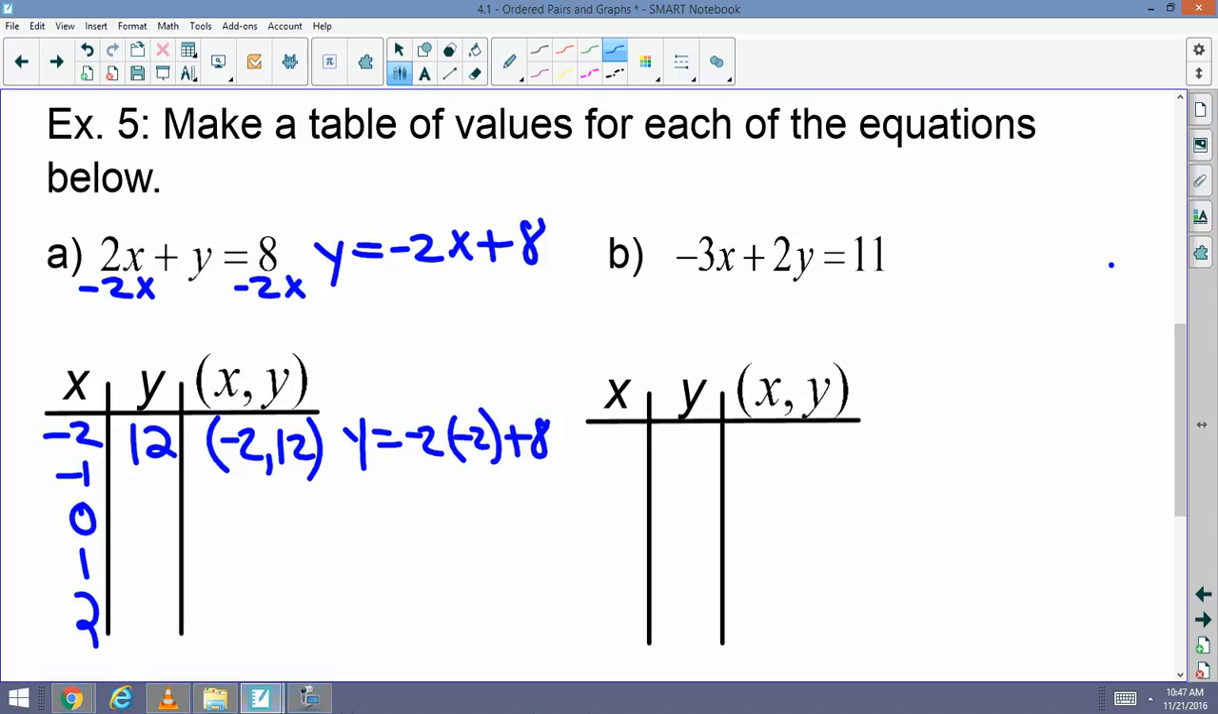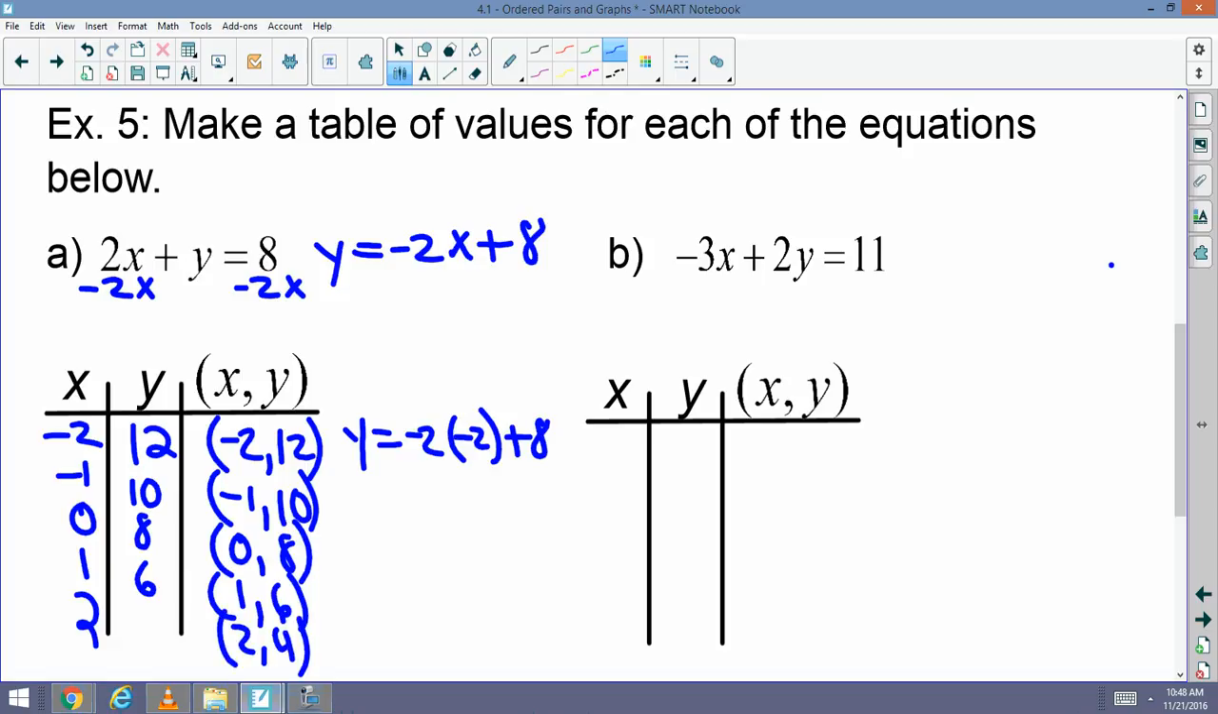When x is -1, what's y? Yeah, 10, because I got -2 times -1, which is 2. 2 plus 8 is 10. So I've got -1, 10. When x is 0, what's y? That's right, so I've got my ordered pair 0, 8. When x is 1, what's y? 6. Very good. And when x is 2, what's y? 4. Pretty simple, right?